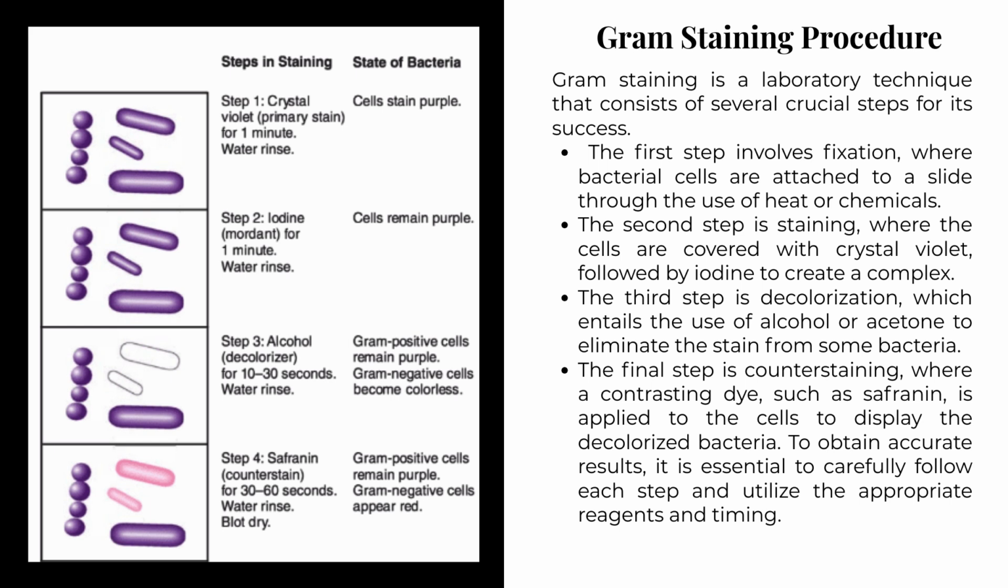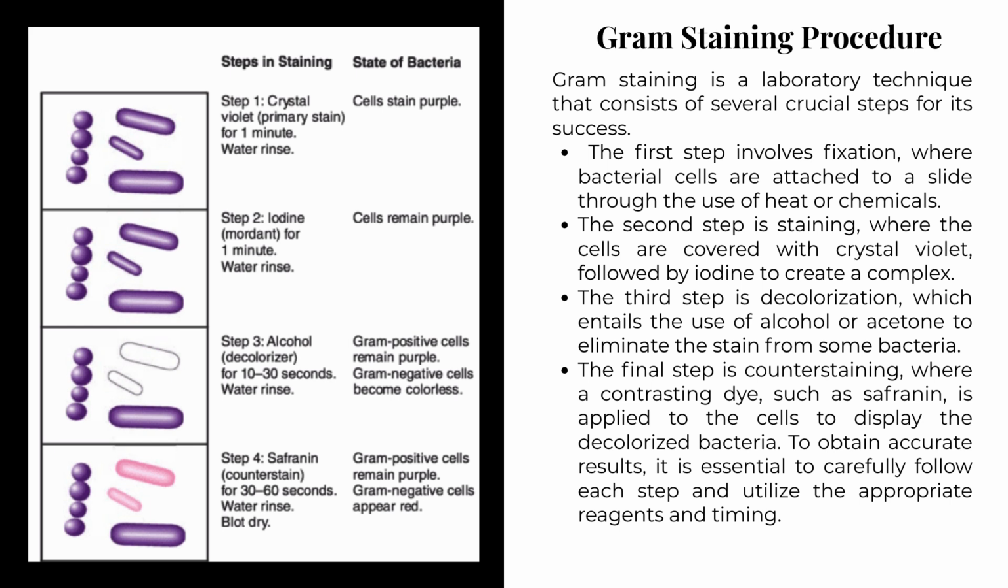The first step involves fixation, where bacterial cells are attached to a slide through the use of heat or chemicals. The second step is staining, where the cells are covered with crystal violet, followed by iodine to create a complex. The third step is decolorization, which entails the use of alcohol or acetone to eliminate the stain from some bacteria.